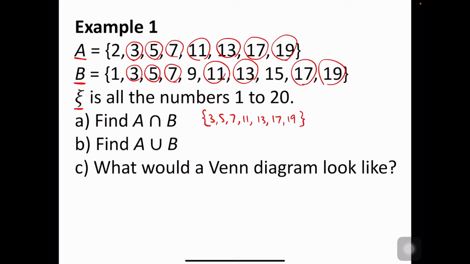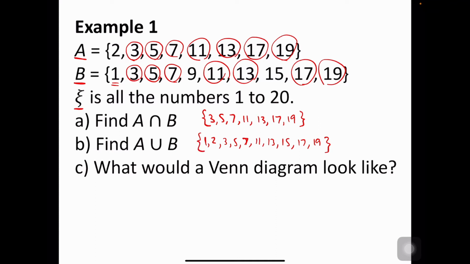Find A or B. So that would just be listing all the values. So 1, 2, 3, there's no 4 in either. So all the values which are in either of these sets. 15, 17, 19.